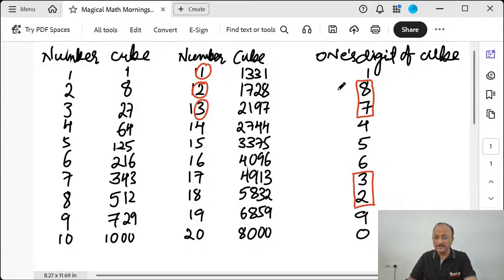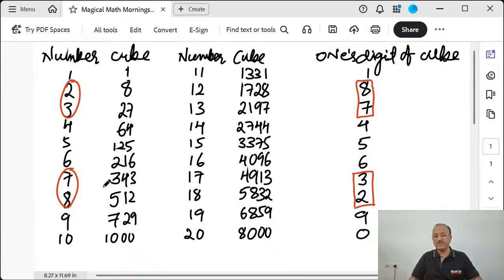And also there is a pattern how these will come. Only 2 and 3 and 7 and 8 have their complement number, tens complement. 2's cube is ending with its complement 8, 3's cube is ending with 7.